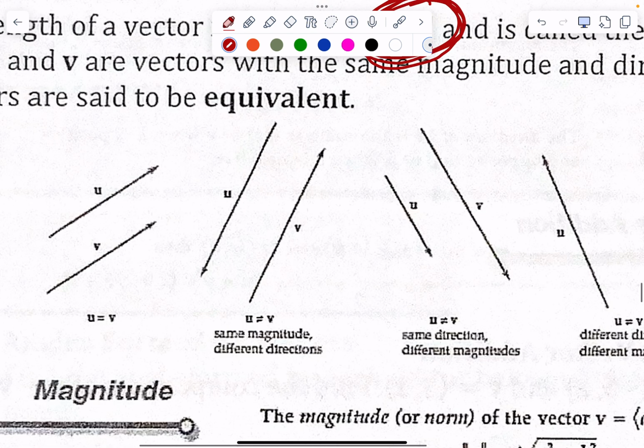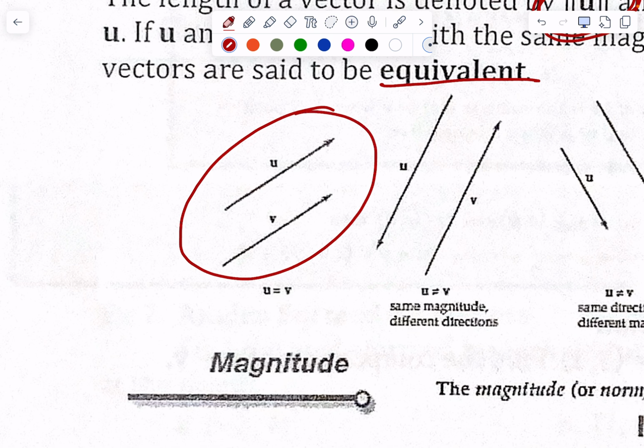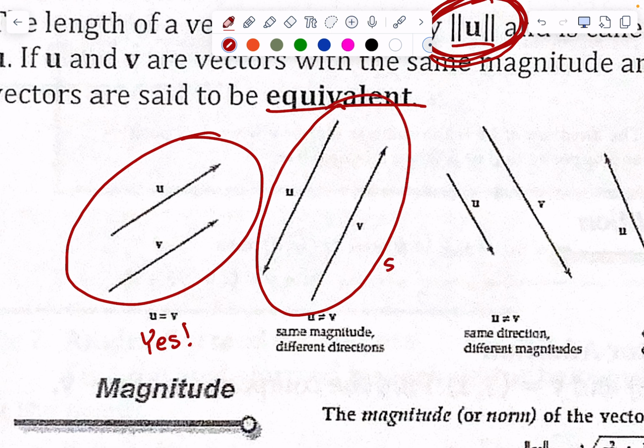Now, vectors are only equivalent if they have the same magnitude, so the same length, and they're going exactly the same direction. So, are these two equivalent? Yes, they are going the same direction and they have the same magnitude. Are these two equivalent? Why not? They have the same magnitude, right here, same magnitude, different direction. They're going opposite ways, right?